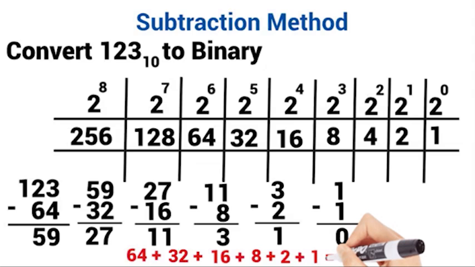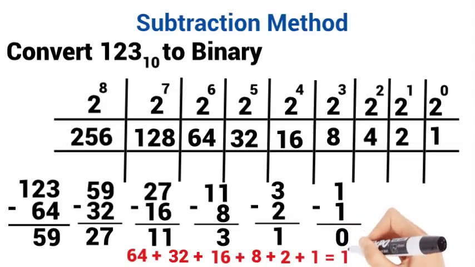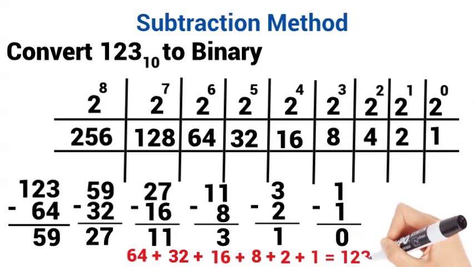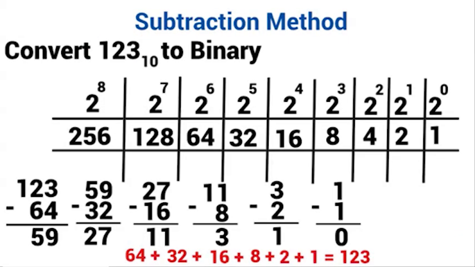Before identifying the binary, let us check if we got the correct answer. Let's add up 64, 32, 16, 8, 2, and 1. If you got 123, the same as the given, then your answer is correct. Finally, for the binary, let us complete the table by writing 1 below the base 2 number that we used.